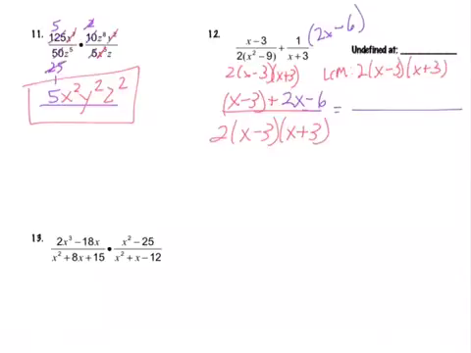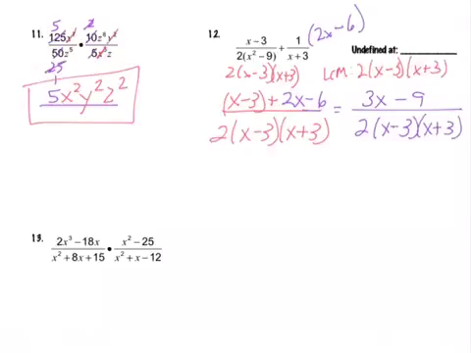I can take this out of parentheses, so that's x minus 3 plus 2x minus 6. So 2x plus 1x would be 3x, and negative 3 and negative 6 is negative 9, all over 2 times x minus 3 and x plus 3.